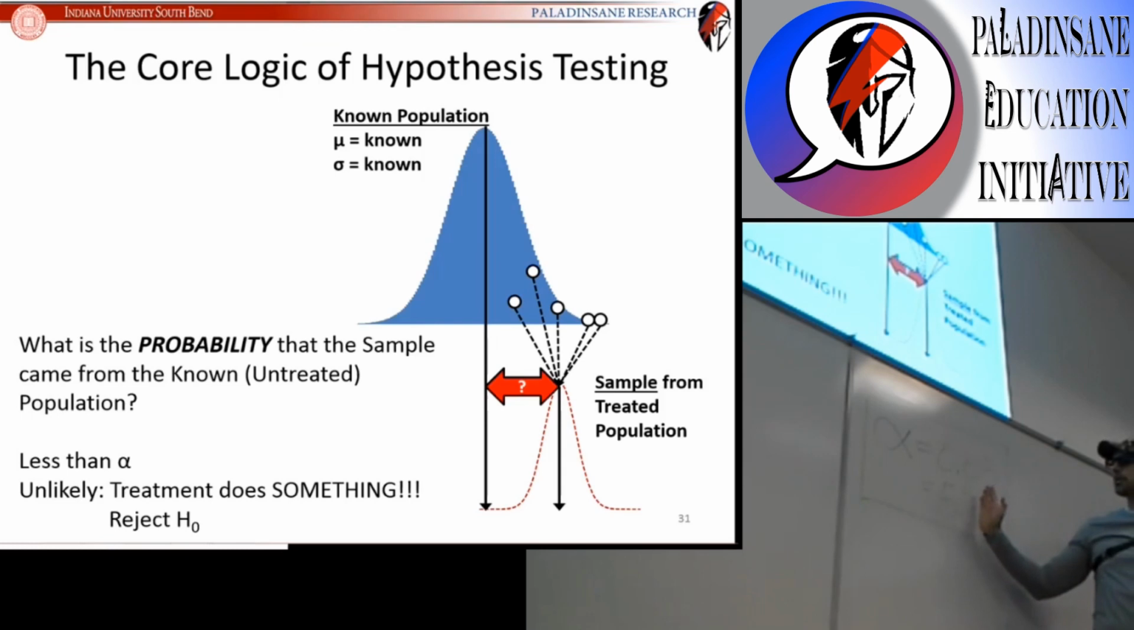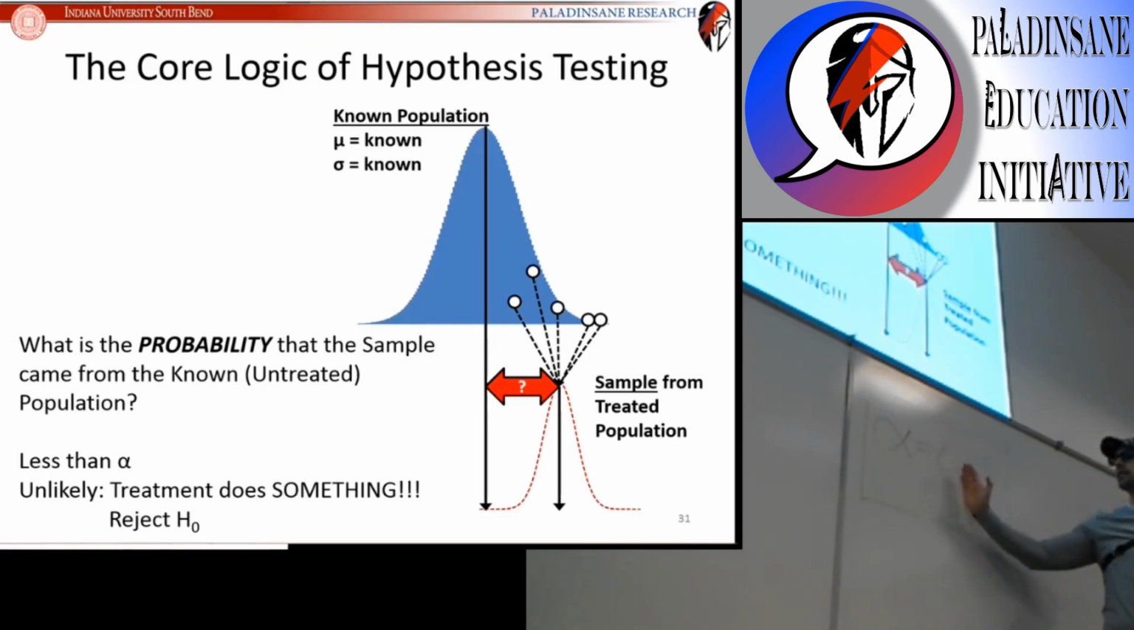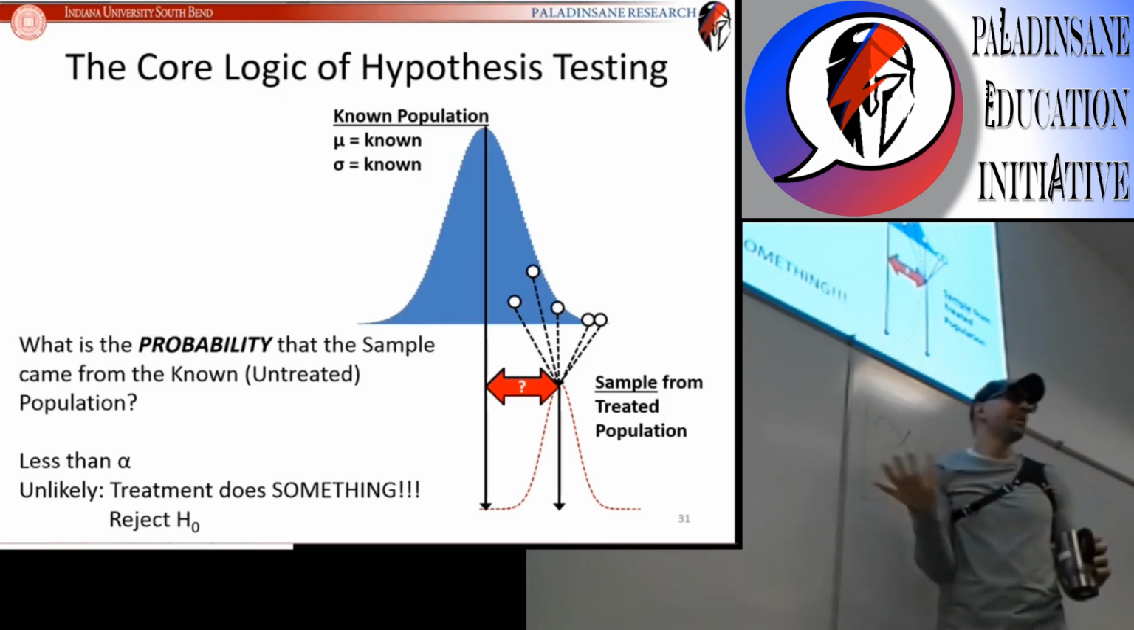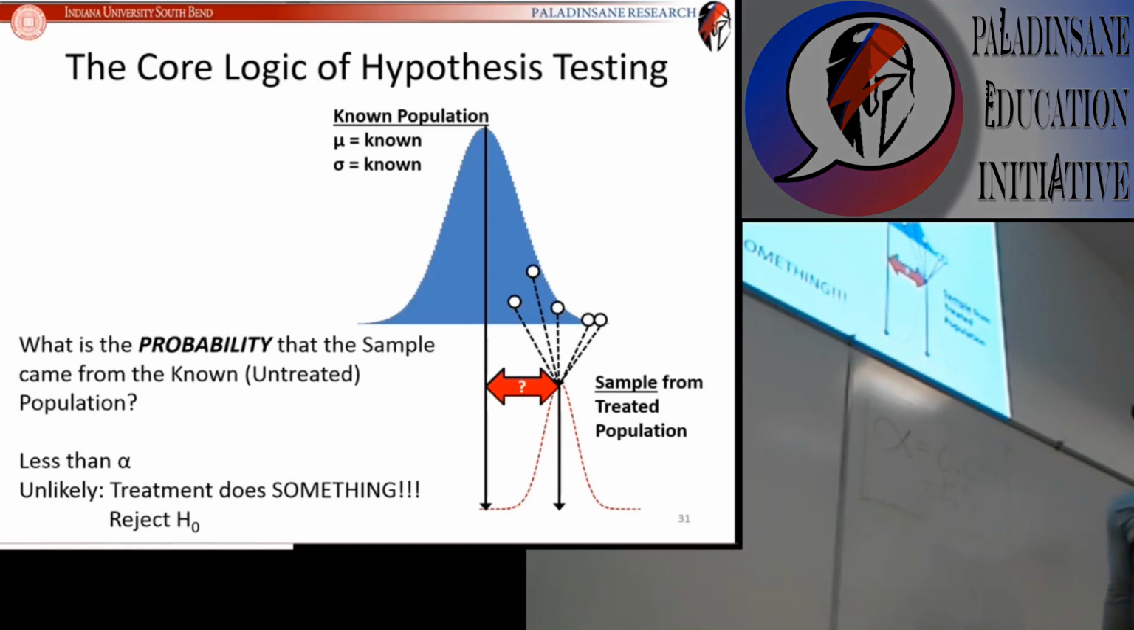If your probability goes below 5%, we say that's way too unlikely for the treatment to have done nothing. So we accept the research hypothesis. If your probability stays above 5%, we say, well, it still could come from the untreated population. We're going to accept our null hypothesis.